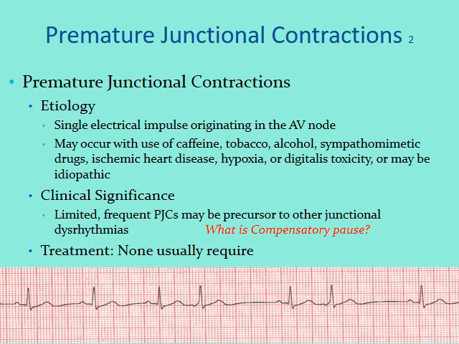The PJC is a single electrical impulse that pops up in that AV node. Tobacco, alcohol, cocaine, caffeine, all those kinds of things can make these PJCs or your junction unhappy. So clinical significance: if it doesn't happen very often, then there's no issues. But if it happens frequently, then there could be some problems.